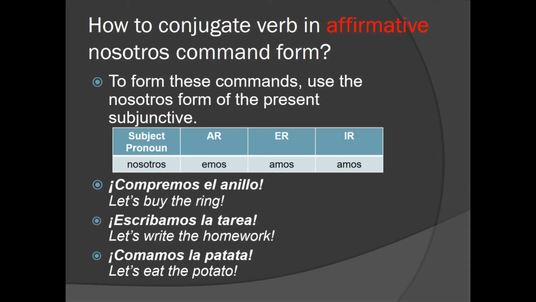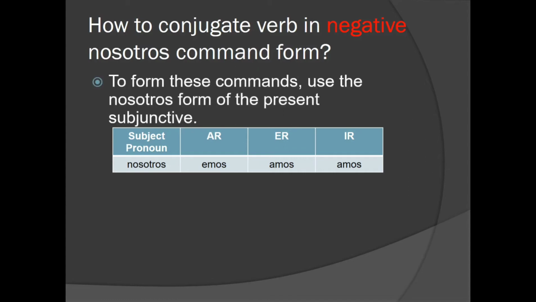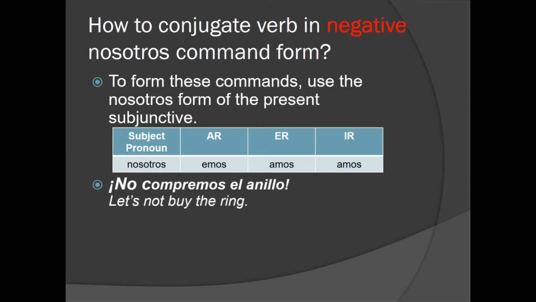And for negative command, we have actually the same endings or conjugation for the nosotros command form of the verb, which uses the present subjunctive of the nosotros form. So meaning to say, they have the same conjugation for affirmative and negative. Now let's look at some examples for the negative command in nosotros.